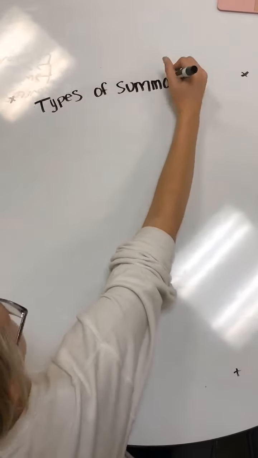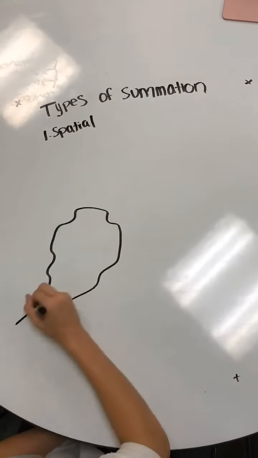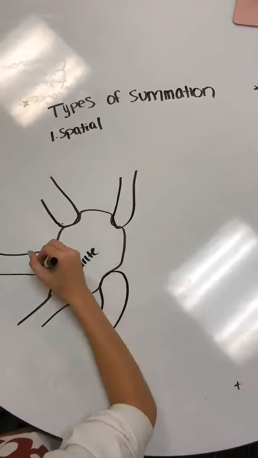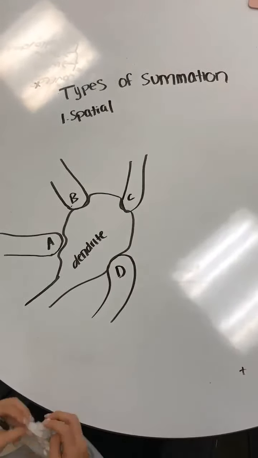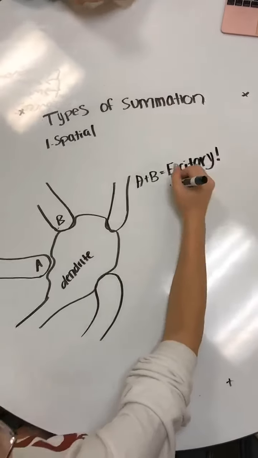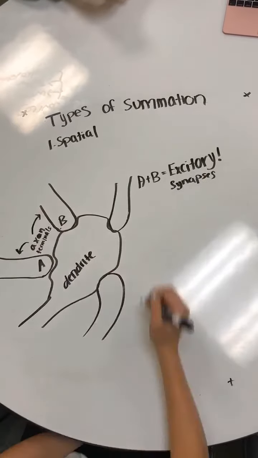Next, we will describe the different types of summation that can occur. First, we have spatial. Now, this occurs when on the synapse you have a dendrite connected to your different A, B, C, and D terminals. Now, when A and B are combined, this elicits an excitatory synapse or response.